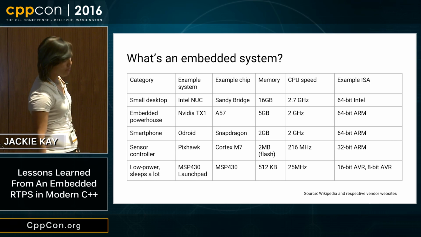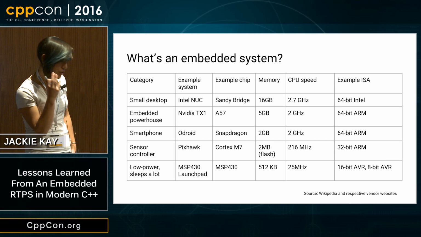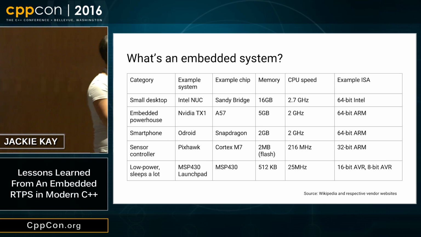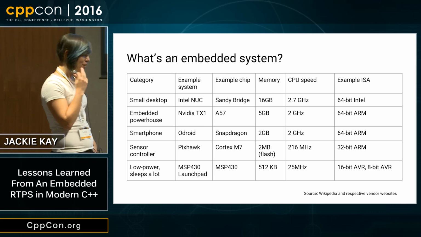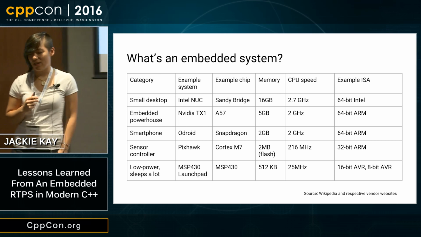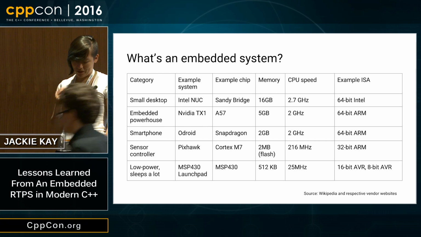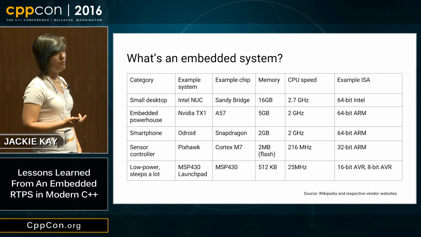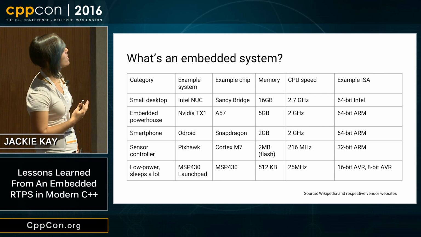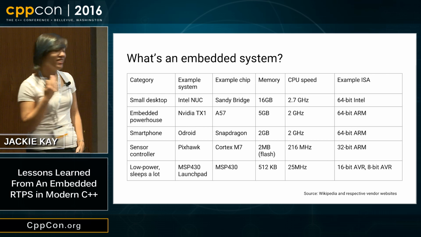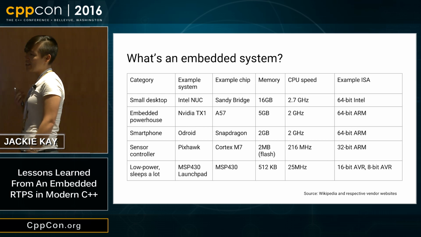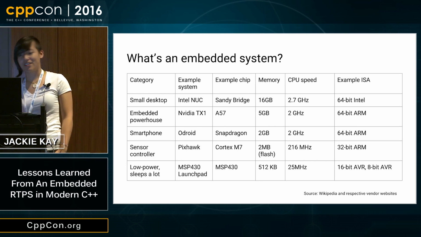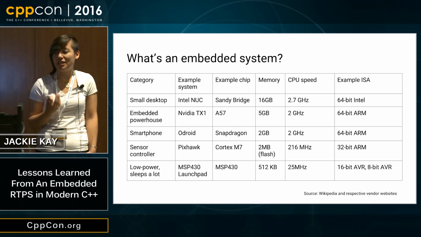When you think of an embedded system, you might just think of a computer without a screen. I find this not a very useful definition because there are computers without screens that are as powerful or more powerful than the laptop you might be using right now during my presentation. For example, the Intel NUC is a small form factor Intel x86 device with 16 gigs of RAM.